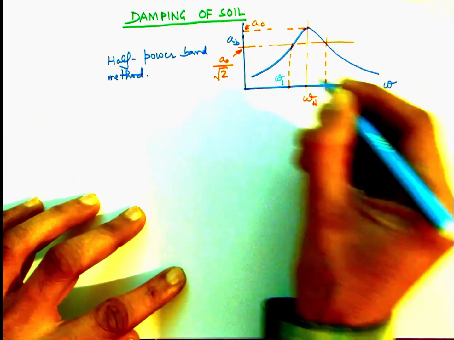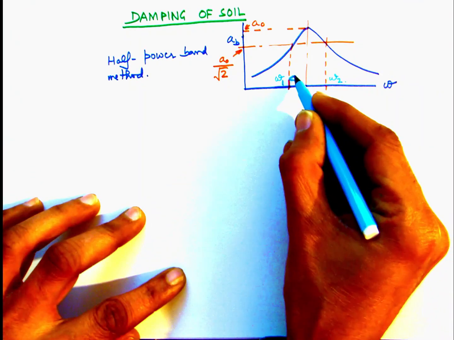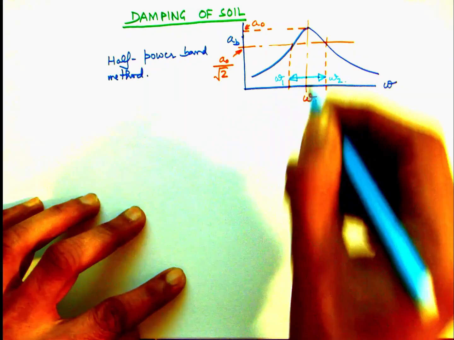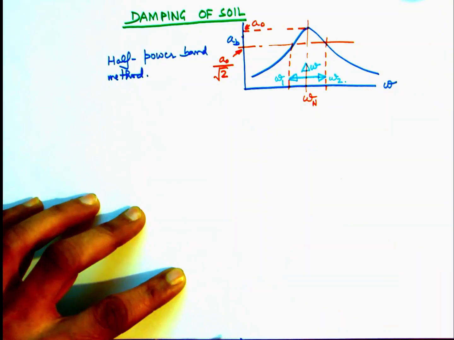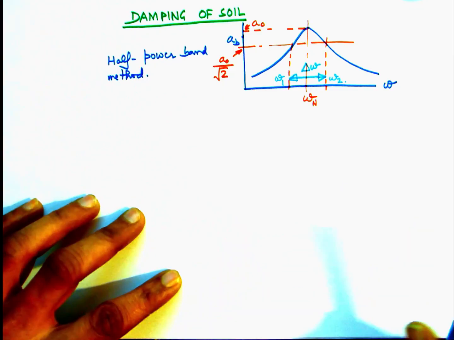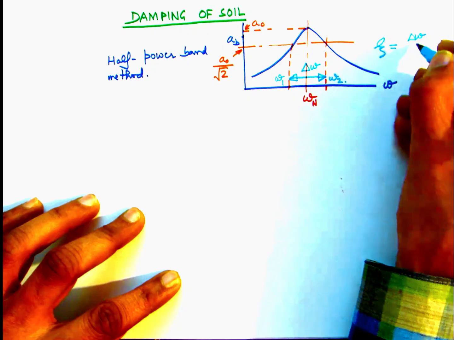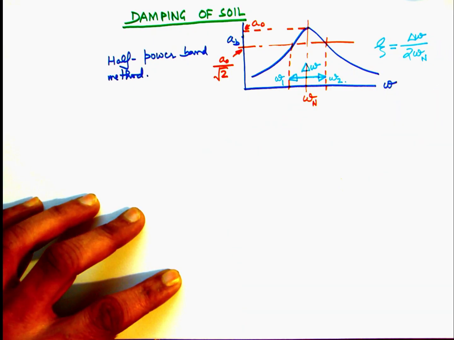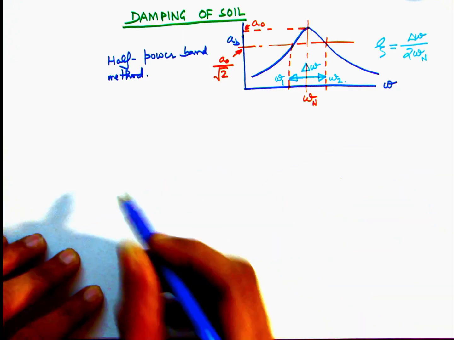So we are showing these frequencies as omega 1 and omega 2 here. So delta omega is the band where the power is in this particular range. So if we have these frequencies, then the damping ratio is given as delta omega by 2 omega n.